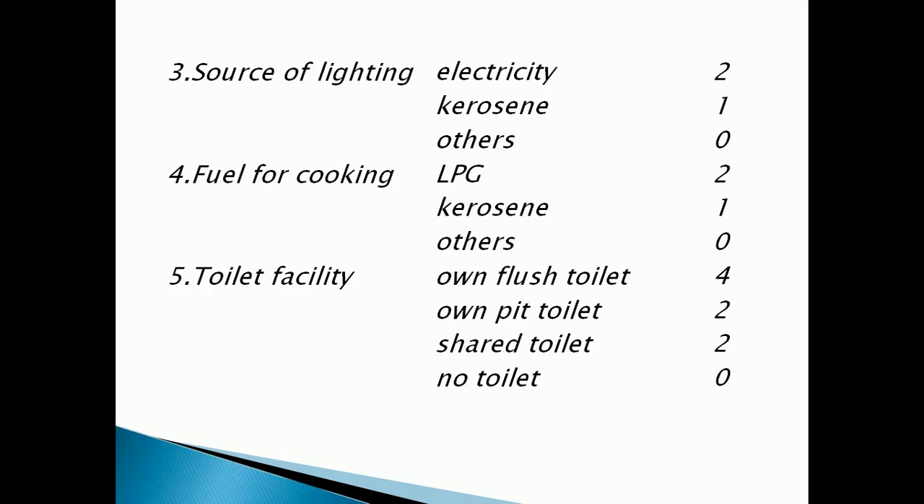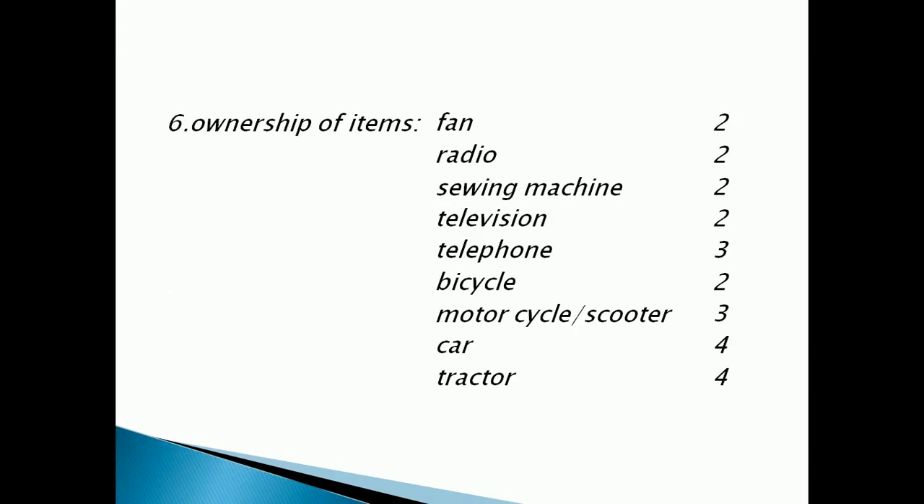Then, what is the source of lighting? If it is electricity, 2; kerosene, 1; others, 0. Fuel for cooking: LPG 2, kerosene 1, others 0. Toilet facility: if own flush toilet, the score is 4; own pit toilet 2, shared toilet 2, and no toilet 0. Then ownership of items: if a fan is present, 2; radio 2, sewing machine 2, television 2, telephone 3, bicycle 2, motorcycle or scooter 3, like that.